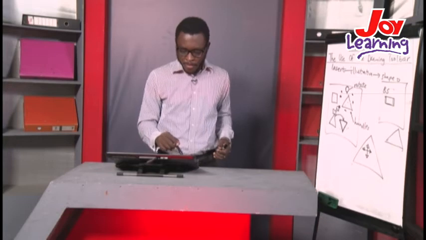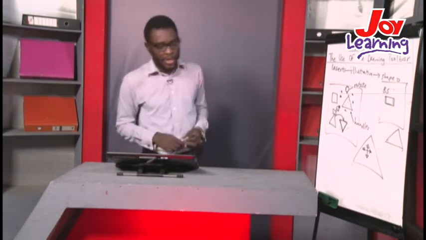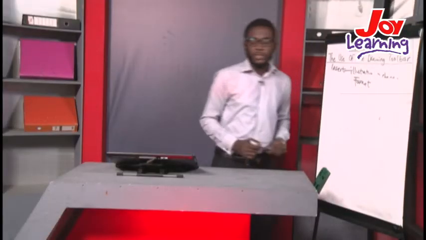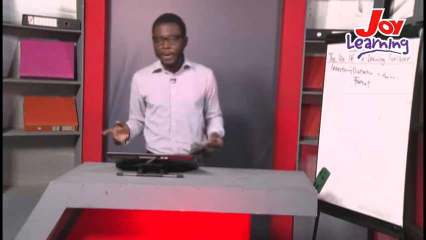Then, as soon as you click on the image, another tab will appear for you. This tab is an imaginary tab. It only appears when the image is selected. That tab is called the format tab. So when you insert an image, the format tab appears.